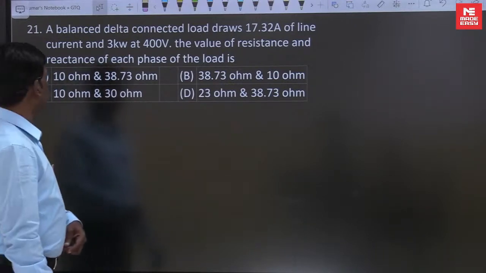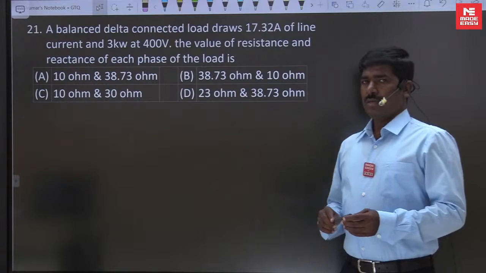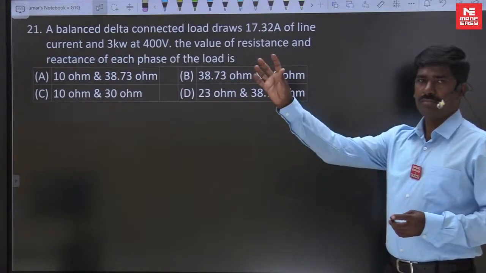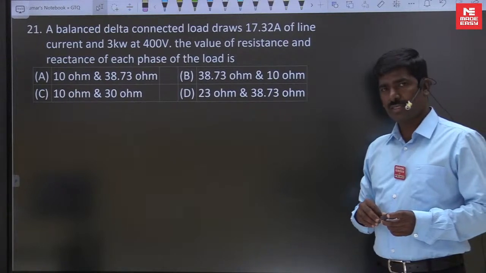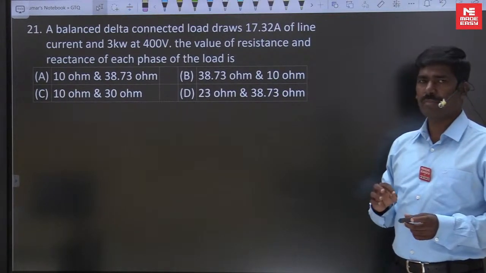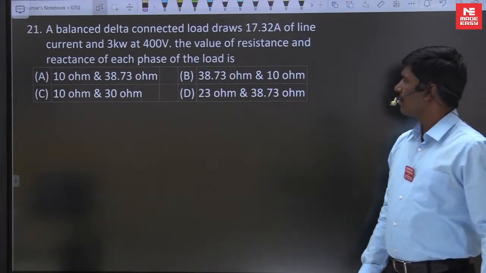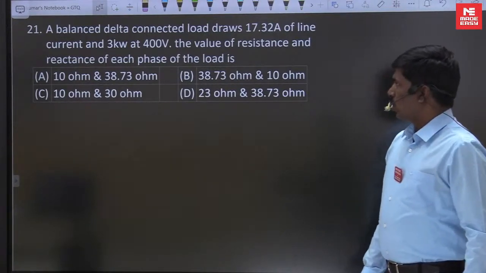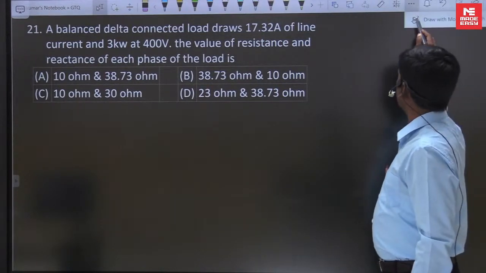This question belongs to three-phase circuits and is only balanced here. For unbalanced, there are 3 methods: either use nodal, mesh or elements. For balanced, we can directly say it. Total power is given as 3 kilowatts. Each phase is balanced.